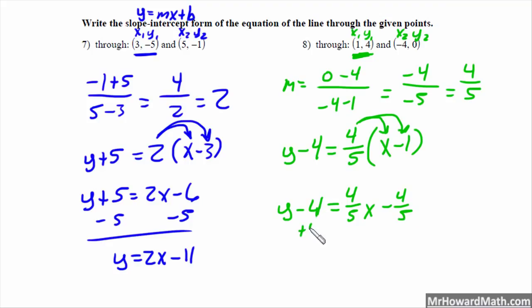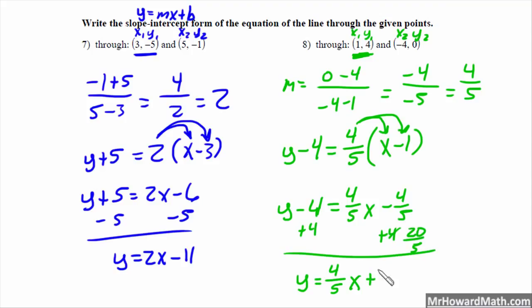Now to get y by itself, I just add the 4. So that would be y equals 4/5 x. And negative 4/5 plus 4. 4 we could rewrite as the same thing as 20 over 5. 20 over 5 is the same thing as 4 because 20 divided by 5 is 4. So now I have a common denominator. Negative 4/5 plus 20/5 would be plus 16/5. So that would be the answer in slope-intercept form.